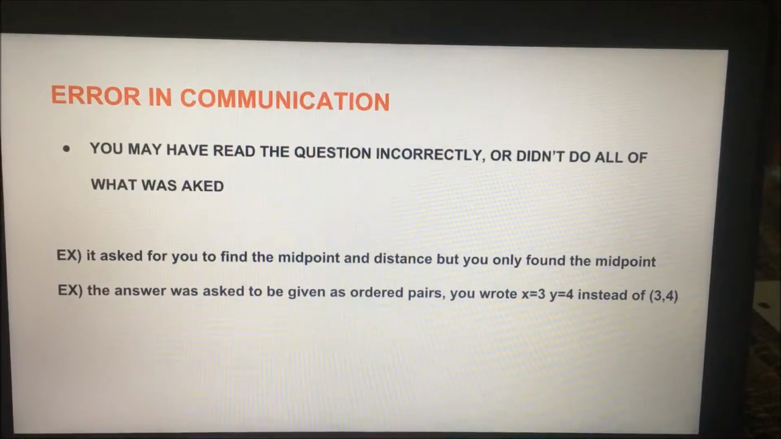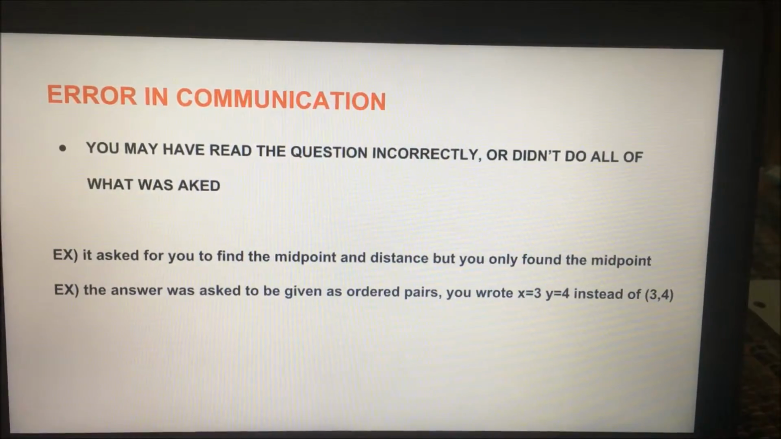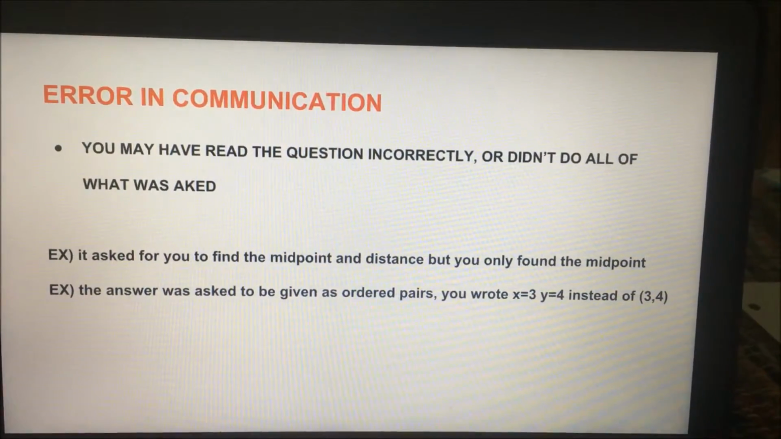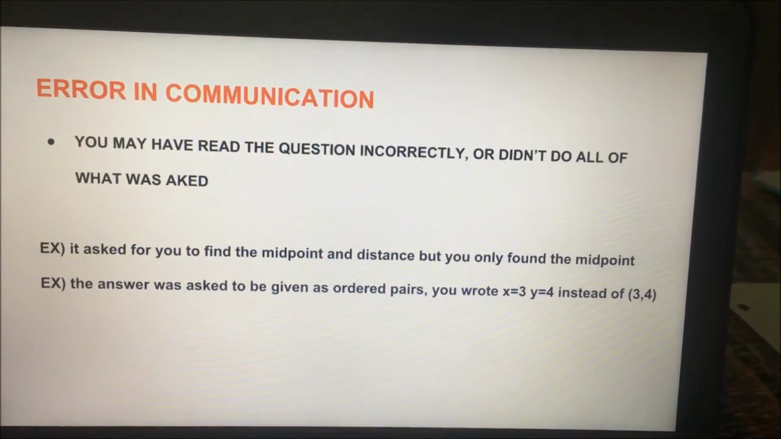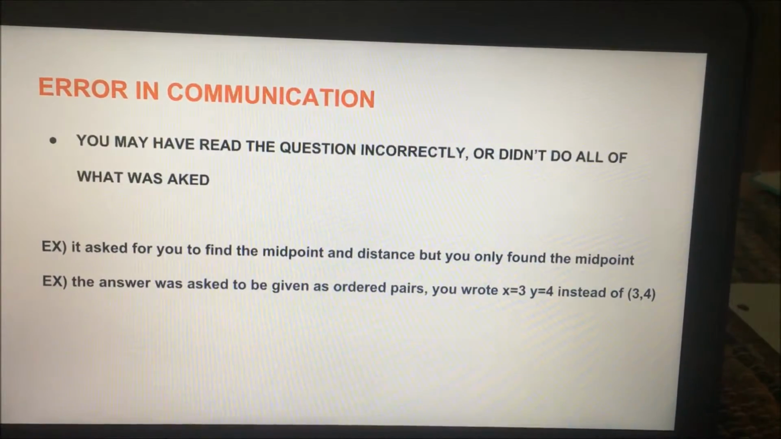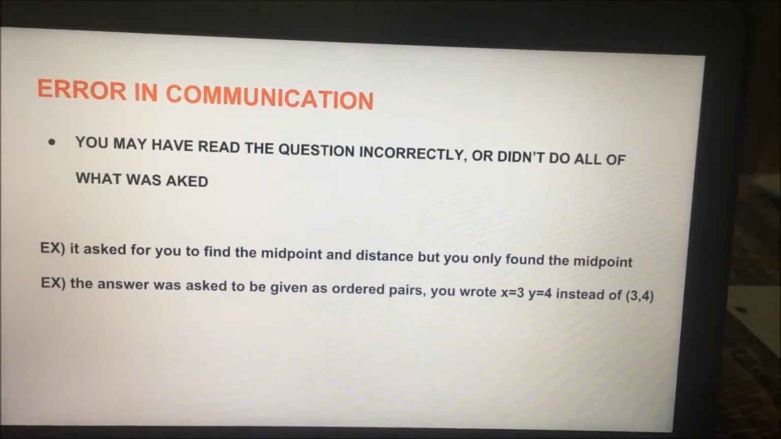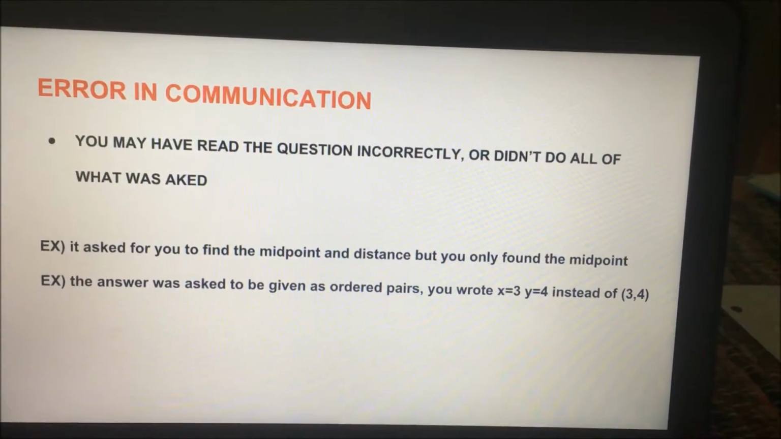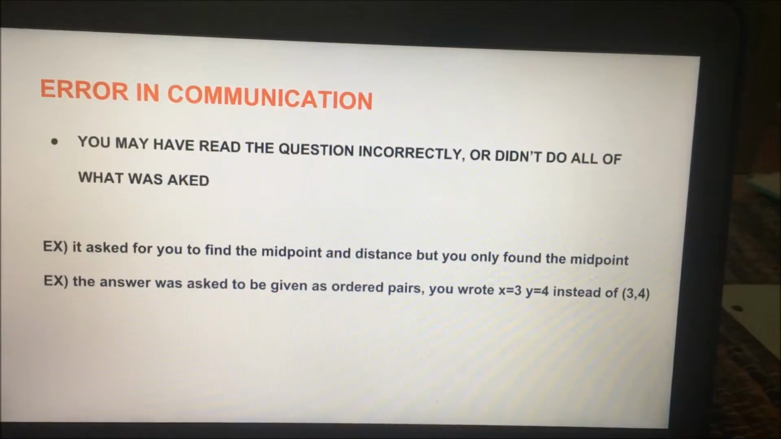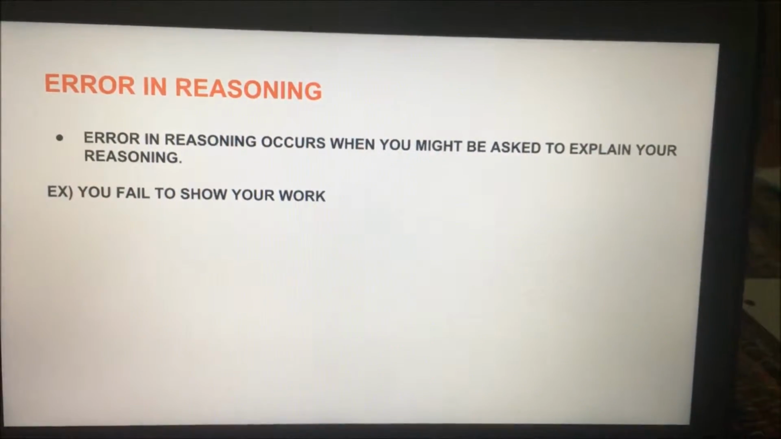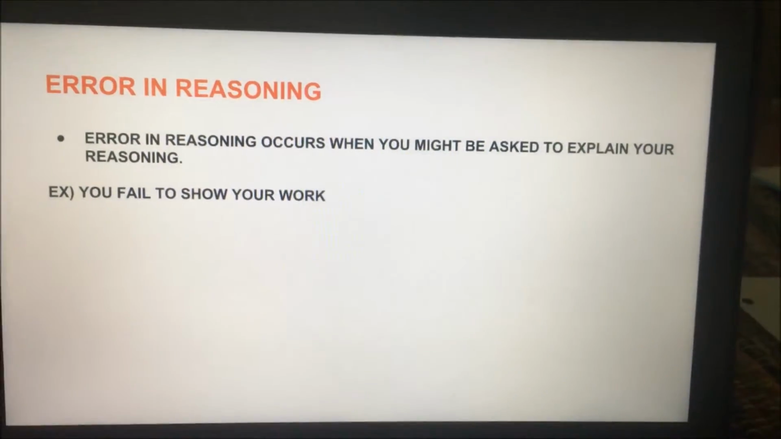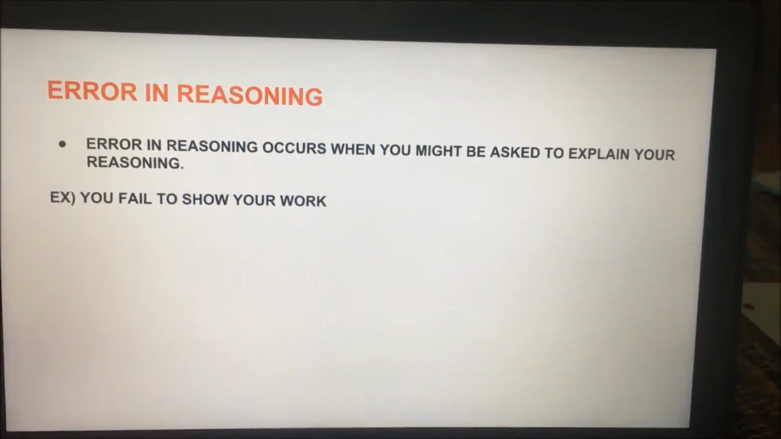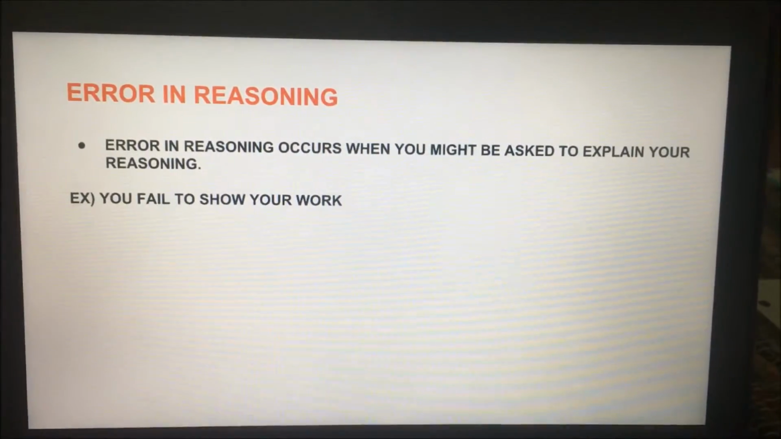Error in communication. You may have read the question incorrectly or didn't do all of what was asked. Example, it asked for you to find the midpoint in distance, but you only found the midpoint. The answer was asked to be given in an ordered pair, and you wrote x equals 3, y equals 4 instead of 3, 4. Error in reasoning. Error in reasoning occurs when you might be asked to explain your reasoning. Example, you failed to show your work.